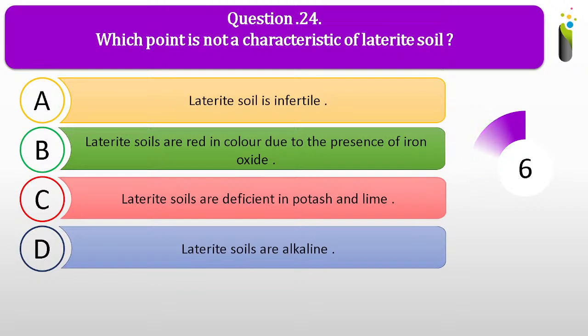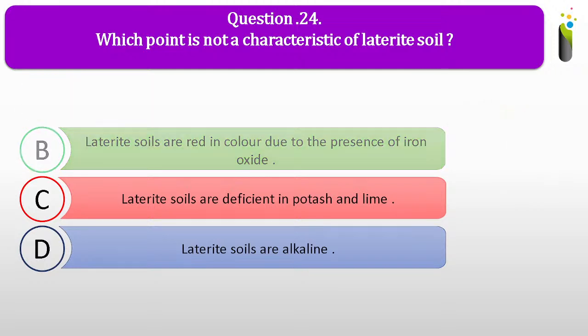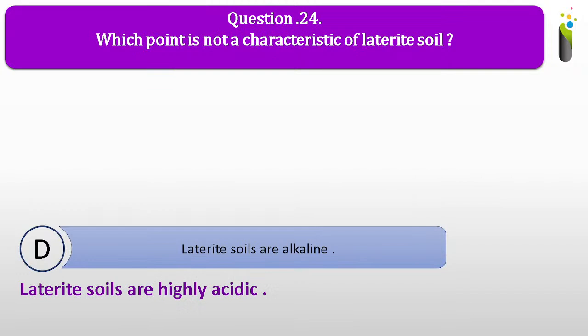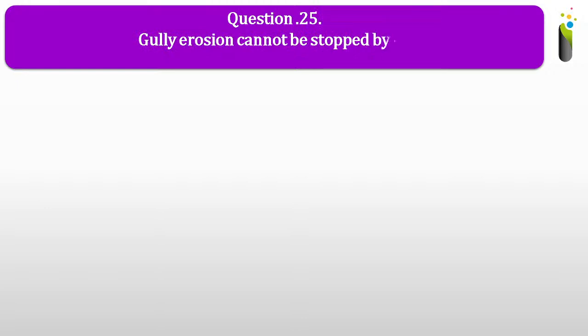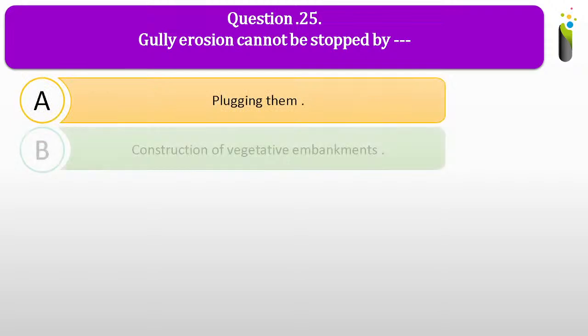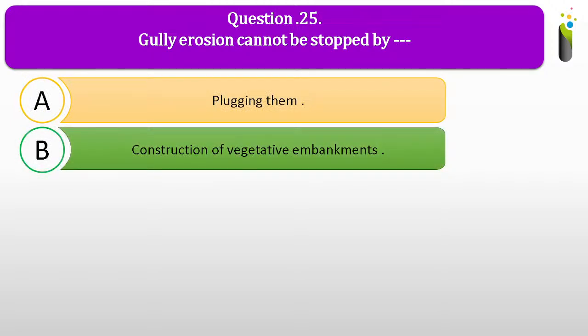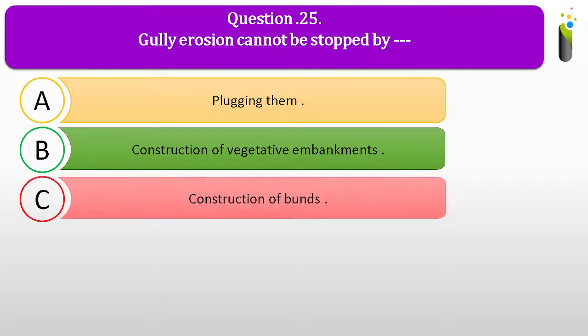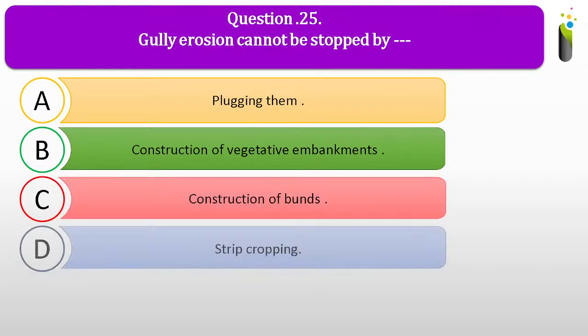And the correct answer for this question is D. So laterite soils are alkaline is not a characteristic of laterite soil because laterite soils are highly acidic in nature. Question number 25. Gully erosion cannot be stopped by dash. A. Plugging them. B. Construction of vegetative embankments. C. Construction of bunds. D. Strip cropping. And your time starts now.